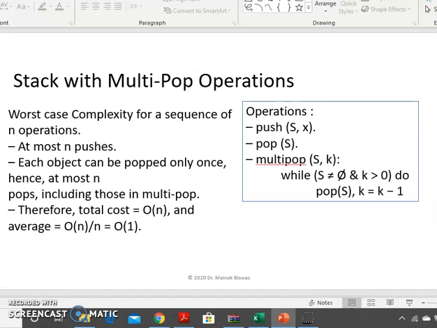We take one example, a stack with multi-pop operations. We push x number of items in a stack, and there can be at most n pushes, and each object can be popped only once. So there can be n pops. A multi-pop operation pops until the stack becomes empty. So it is basically O(n), and the average in this case is O(n)/n, which is equal to O(1).